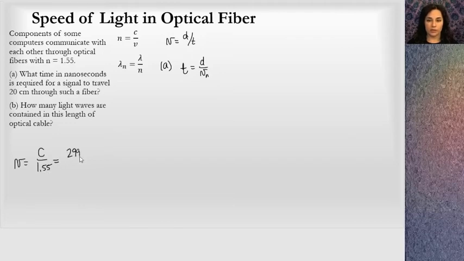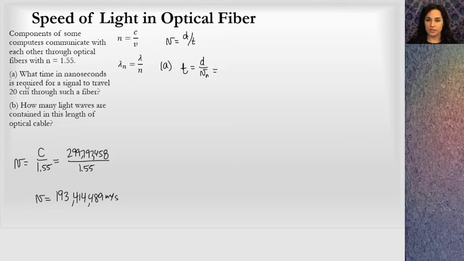So 299,792,458, that's the exact value for the speed of light, divided by 1.55, and the new speed in that medium for light is this value, 193,414,489 meters per second. So you can see it's less than the speed of light. And so that's what we can put over here.